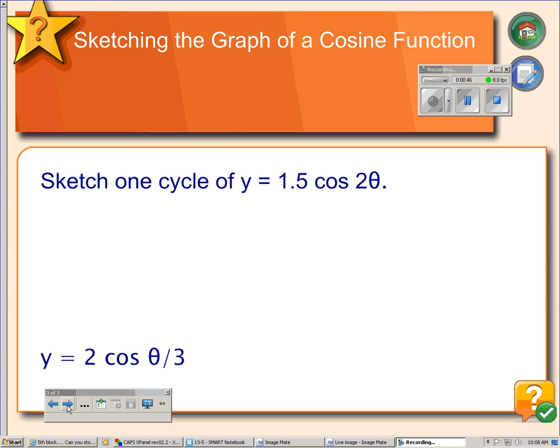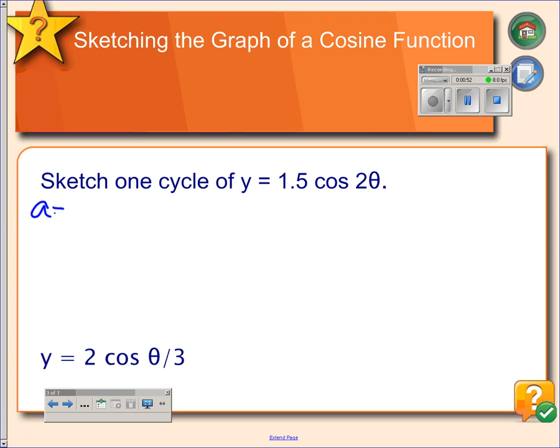So here's an example. We want to sketch one cycle of this cosine function. So first thing we notice is that the amplitude is 1.5. We know the b value is 2. So the period of the function would be 2 pi divided by 2, which is pi.